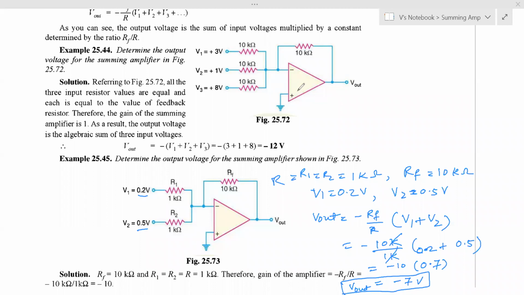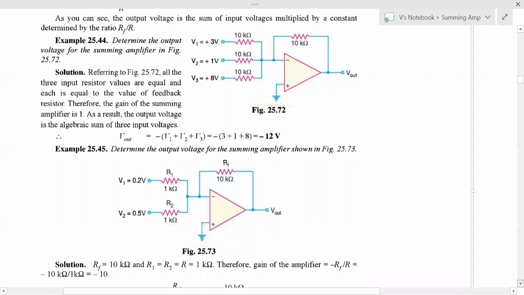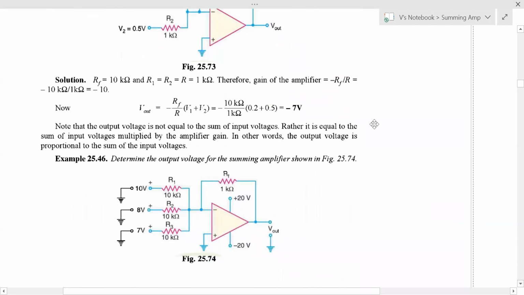ओके, समझ में आया? नोट इट डाउन. आगे जाते. -7 volt is the answer. Now let us see the next problem.